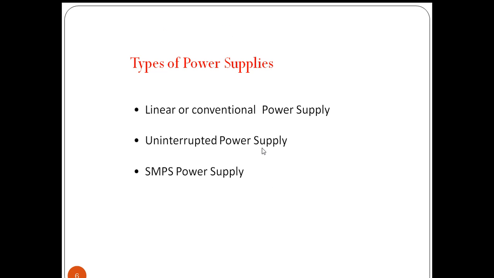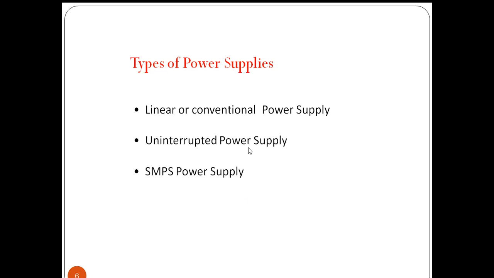And what are the different types of power supplies available? They are linear or conventional power supply, uninterrupted power supply, and SMPS power supply. In this, first of all, we will discuss the linear and conventional power supply, what are the different problems which are coming with this, and how to alleviate these problems with SMPS.